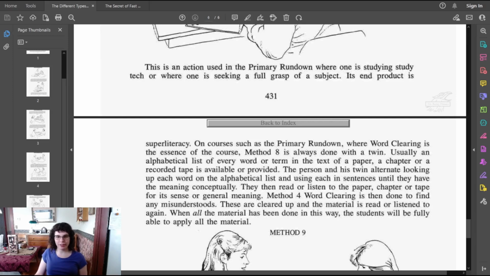Could you imagine doing this? The torture of just having to deal with every single word in alphabetical order.